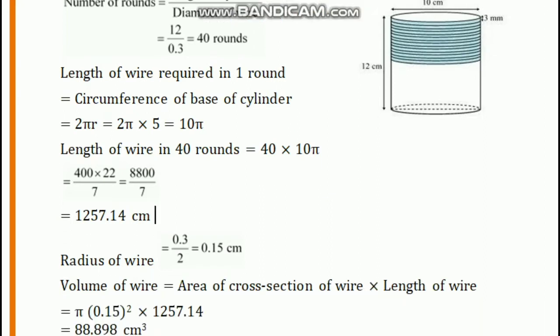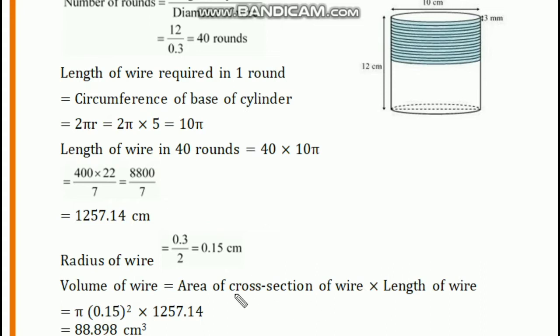So the diameter of the wire is 0.3 centimeter or 3 millimeter. So the radius is 0.15 centimeter. So we know that the volume of wire equals the area of cross section of wire into the length of the wire.